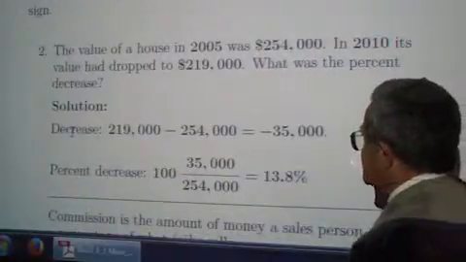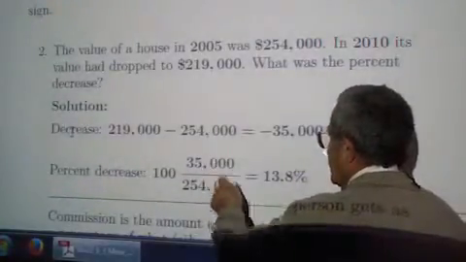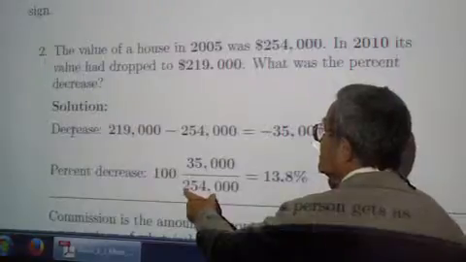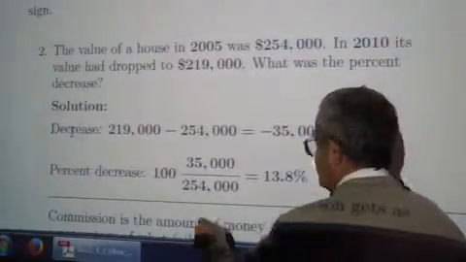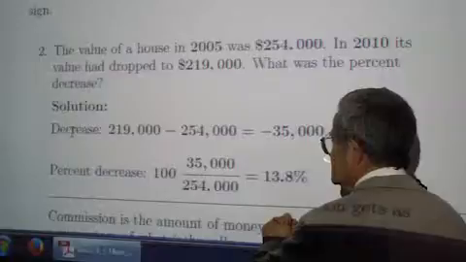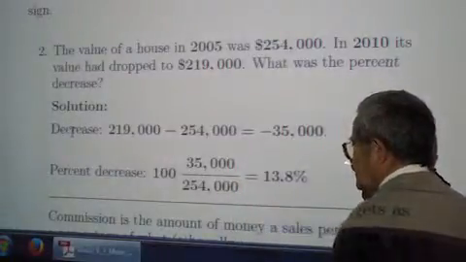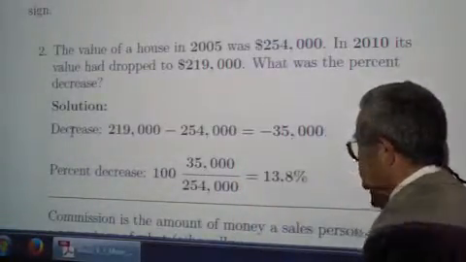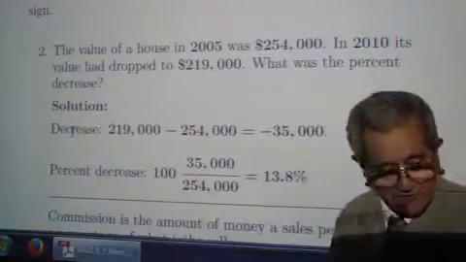The percent decrease then was 35,000 over the original number in the year 2005, which was 254,000, and that quotient gives me 13.8%. Okay.